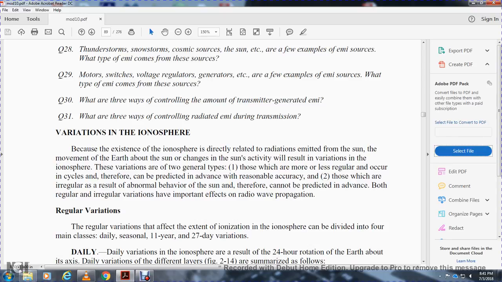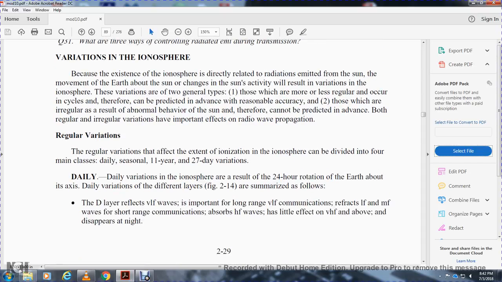Variations in the ionosphere. The existence of the ionosphere is directly related to the radiation emitted from the sun, with the movement of the Earth about the sun and changes in the sun's activity. The result is variation in the ionosphere, falling into two general types. Those which are more or less regular can be predicted in advance with reasonable accuracy. Those which are irregular are the result of abnormal behavior of the sun, and therefore cannot be predicted in advance. Both regular and irregular variations have an important effect on radio wave propagation.